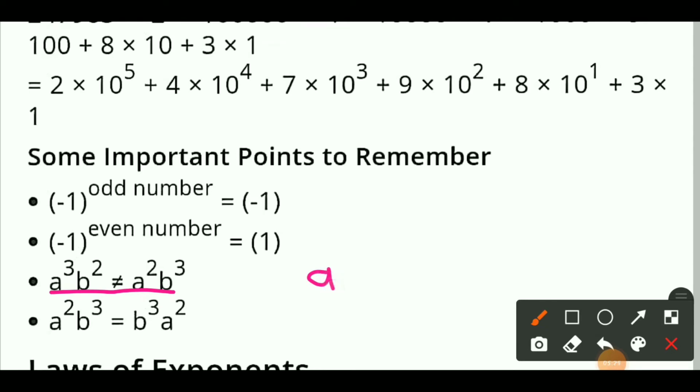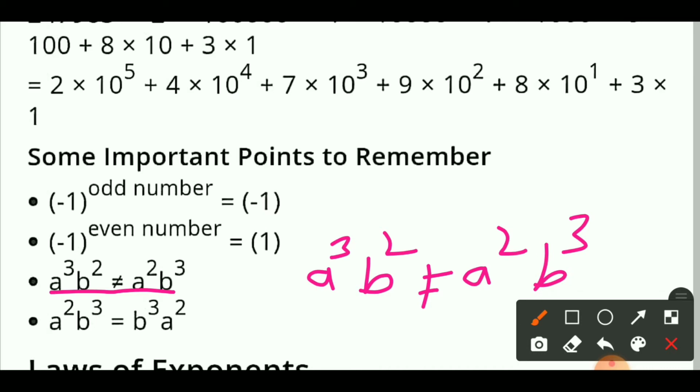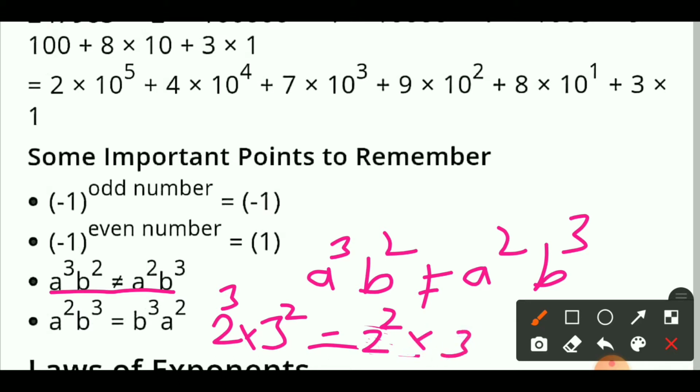Now the third point: it says that a raised to power 3 and b raised to power 2, which you might write as a cubed b squared, is not equal to a squared b cubed. How is it so? You can do one calculation. 2 raised to power 3 and 3 raised to power 2, versus 2 raised to power 2 and 3 raised to power 3. Is it equal? Let's check.